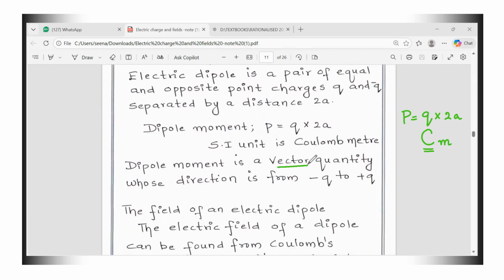That is also a vector quantity, and the direction of this is from negative to positive. Negative to positive. And what will be the dimension? Dimension of charge is equal to A into T times the distance, that means L. So LAT is the dimension for dipole moment. Now what we need to do is, two derivations are coming up here.